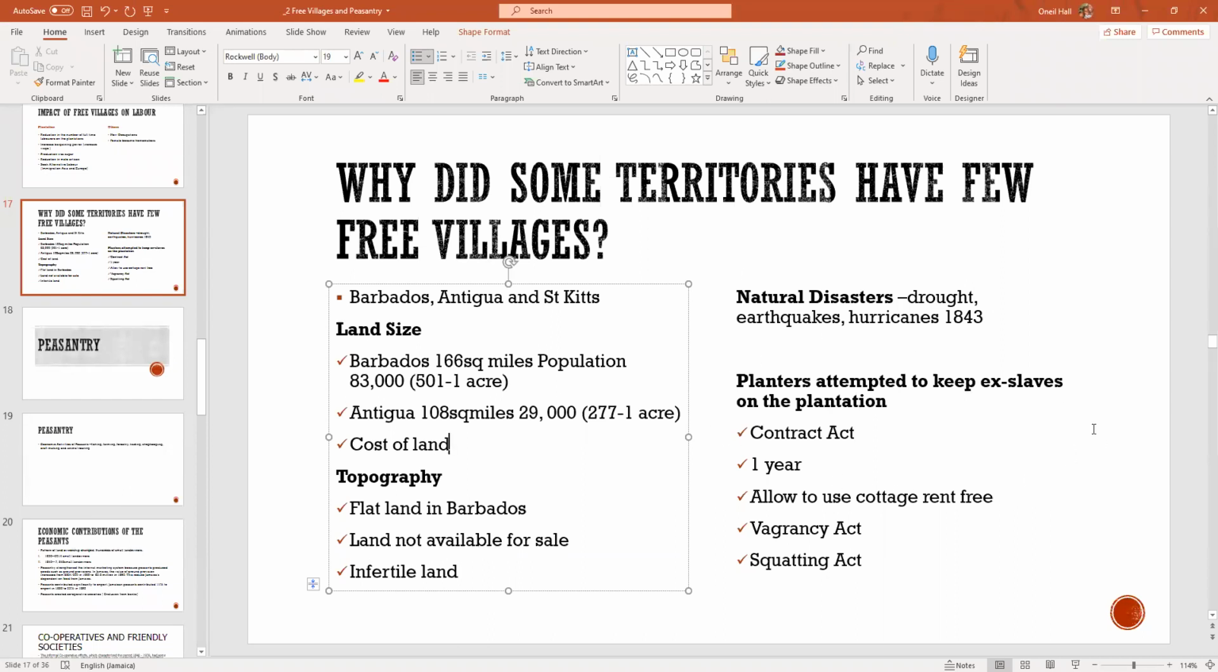Another reason why they had few free villages was that the planters came in with a contract system. So you work for a year, and you don't have to pay rent. And if you decide that you're going to leave the plantation, we're going to charge you under the Idle and Vagrancy Act. And if we see that you're settled somewhere that you're not supposed to settle, you're squatting, then we have the Squatting Act, and we're going to imprison you. So the planters did quite a lot of these things to keep the ex-enslaved people on the plantation.